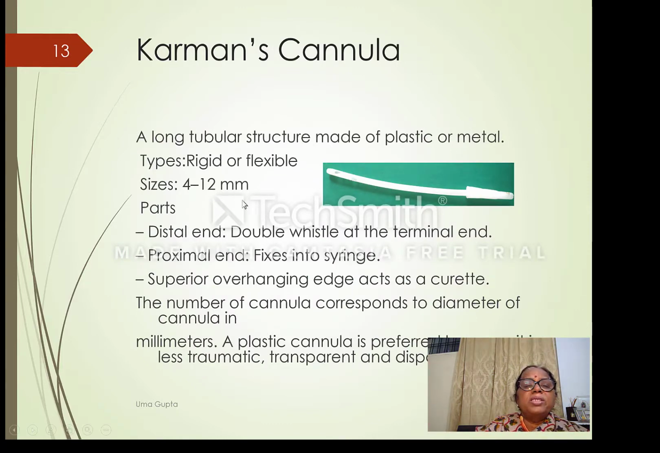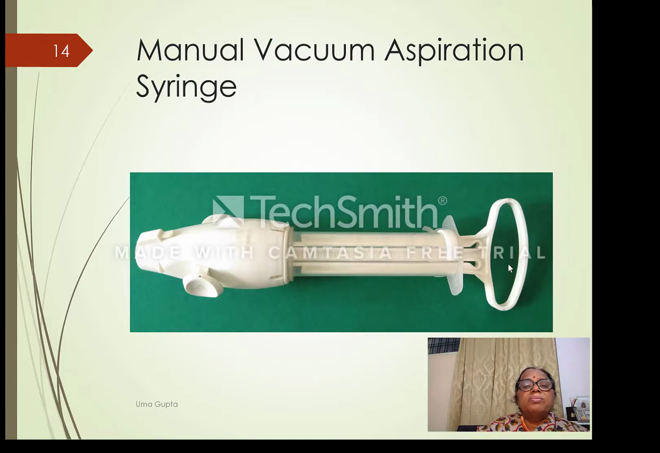This is a tubular plastic structure. It comes in different sizes, 4 to 12 millimeters in diameter, and the proximal end fixes with the syringe or with the suction cannula, and it is superior because it takes less time. It makes the procedure complete, and it is also less traumatic, and the device being transparent, you can see the material which is getting disposed.